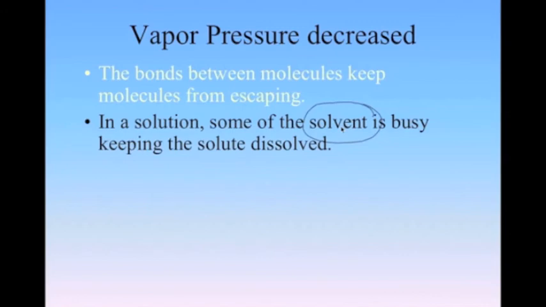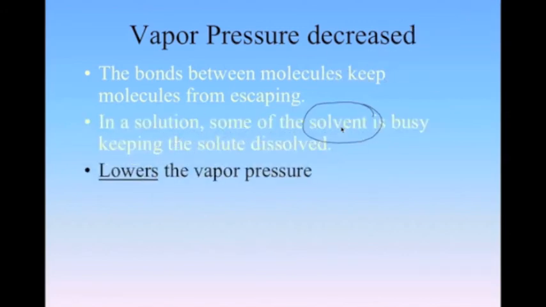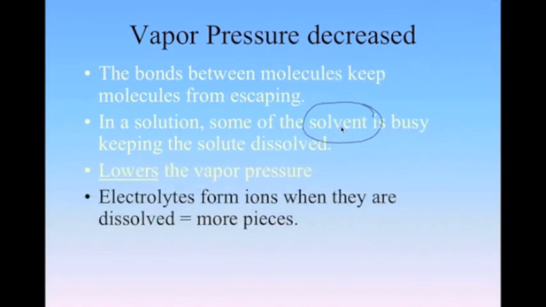It's busy keeping that sugar dissolved. And so what happens is it lowers the vapor pressure. The water's so busy trying to keep the sugar dissolved that the vapor pressure lowers. It's too busy to become vapor because it's worried about dissolving the sugar.